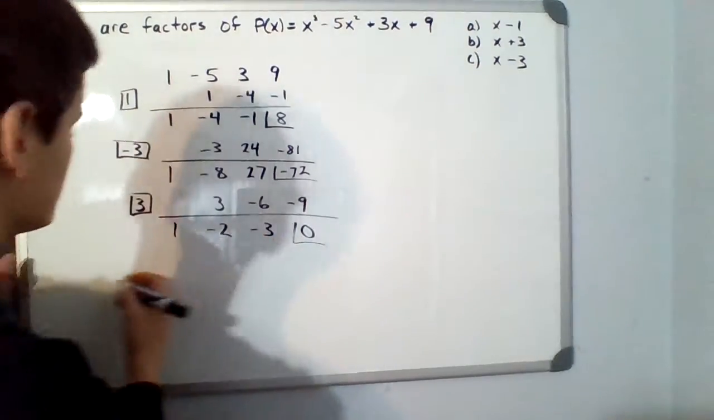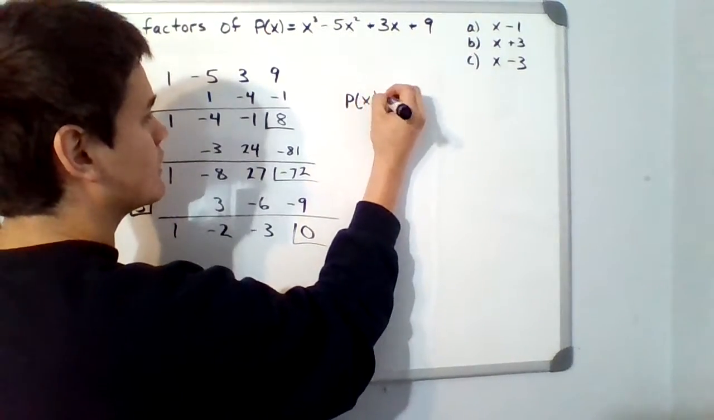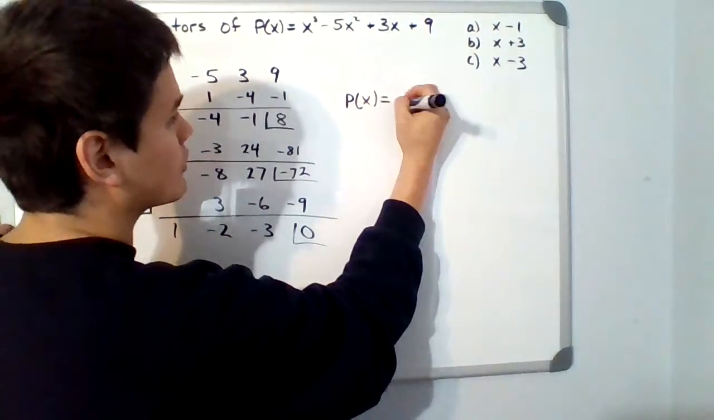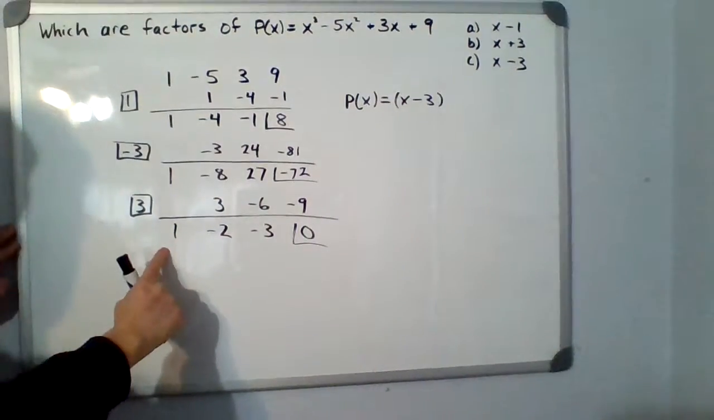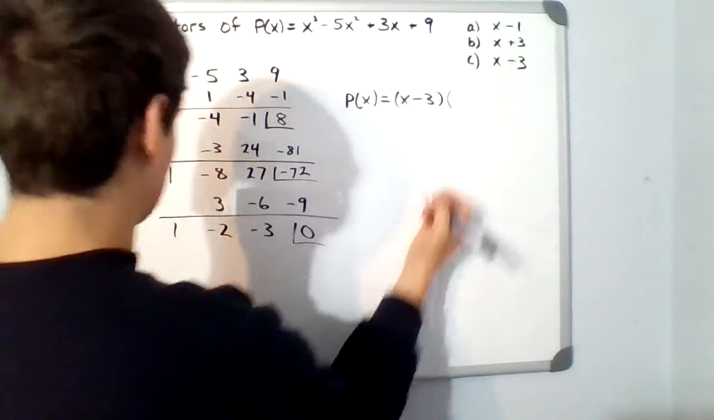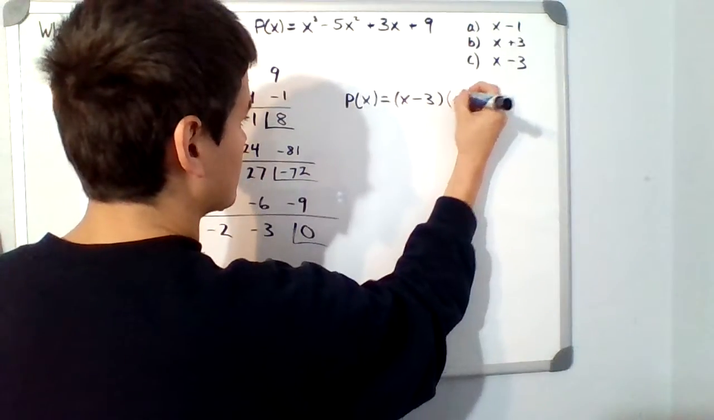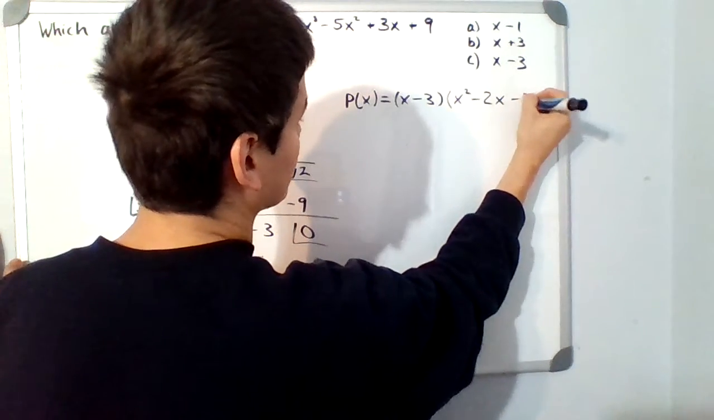So I could rewrite p of x like this. P of x is equal to x minus 3, and these are going to be the coefficients of the quotient. So we have x squared minus 2x minus 3.